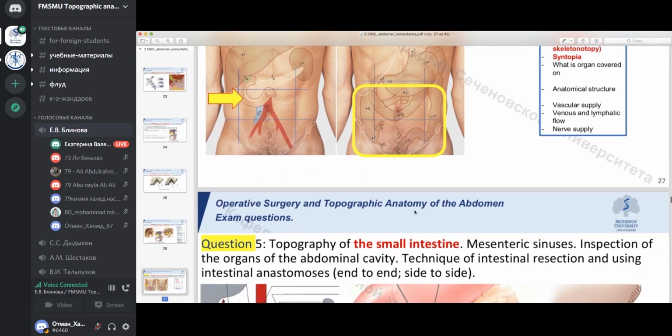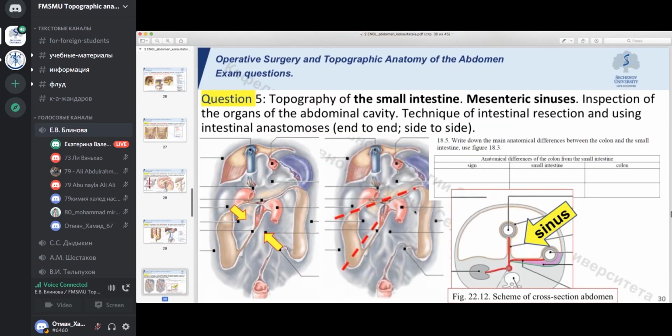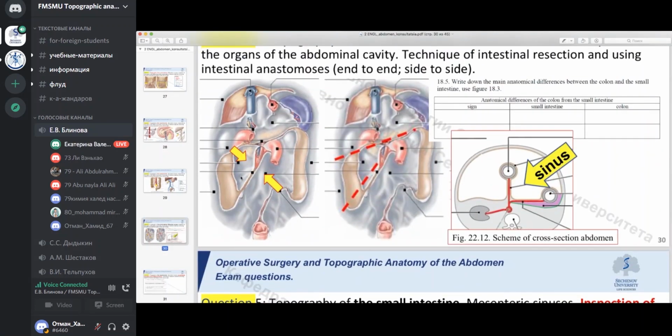The next is intestinal resection. The mesenteric sinuses are parts of the inferior compartment of the peritoneal cavity. It has a triangular shape. The right mesenteric sinus is superior; the lateral border is the ascending colon and the transverse colon is the roof of the mesenteric sinus. The left mesenteric sinus has the descending colon, the sigmoid colon, and the root of the mesentery.